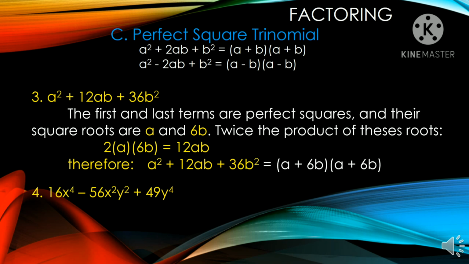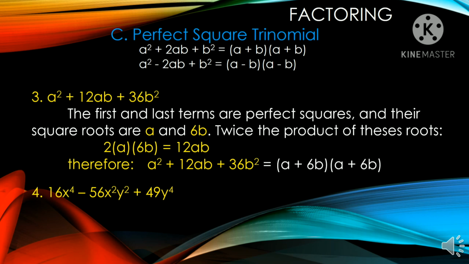Number 4, 16x raised to 4 minus 56x square y square plus 49y raised to 4. Ano ba yung square root ng 16? 4. Ano ba yung square root ng 49? 7. Multiply natin ito. 4 times 7, we get 28. Then, i-times 2 natin yung 28. We get 56. Ayun, negative 56.